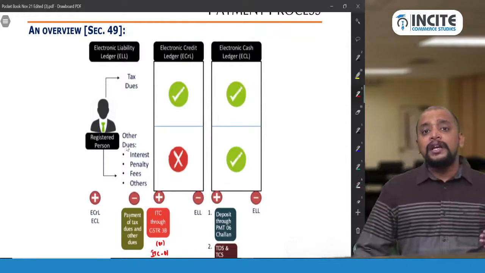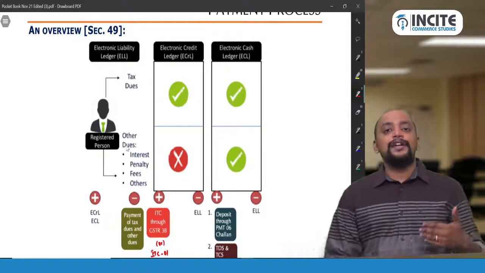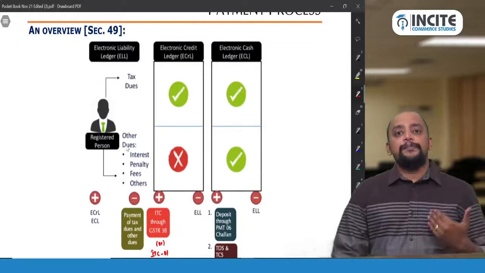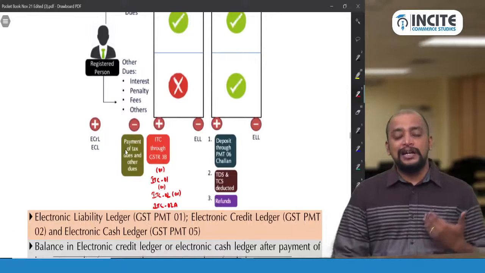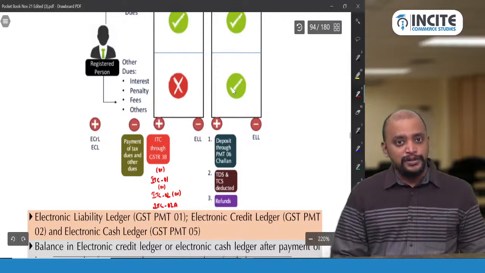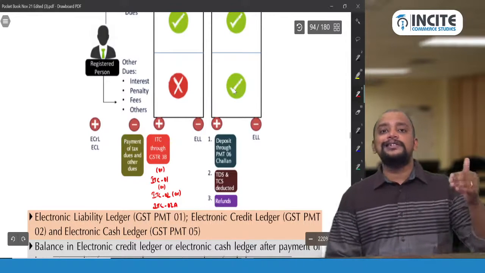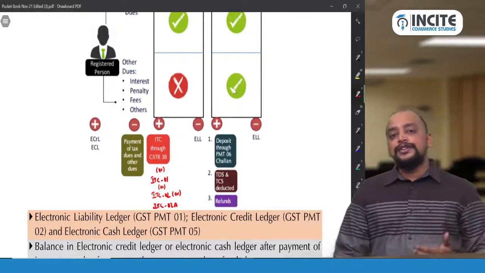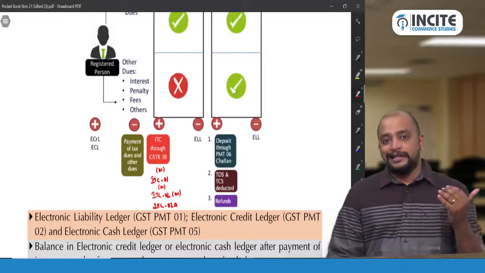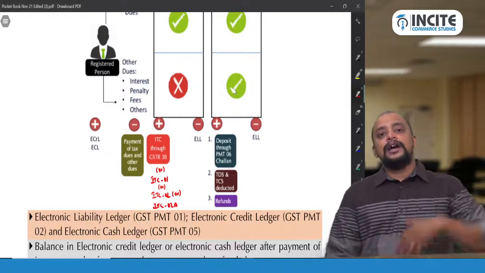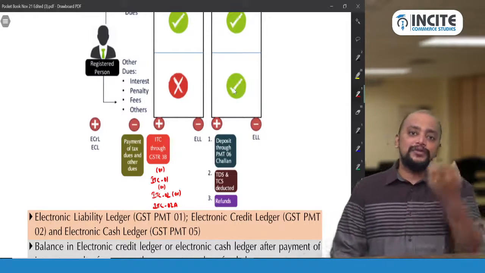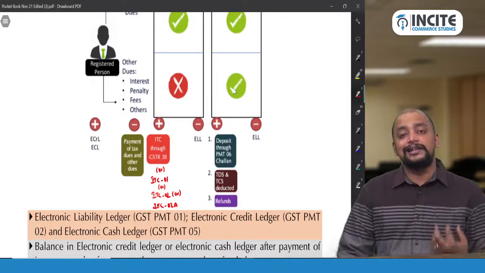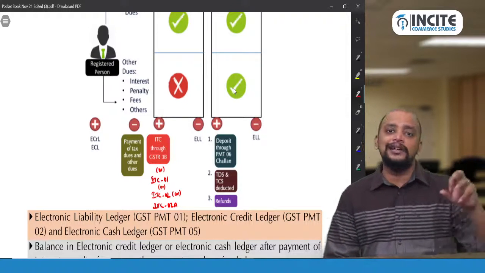And how will money come into the electronic cash ledger? Whenever you make a deposit, there is a payment challan, through which you make a deposit, and then the money will come into the electronic cash ledger. Or TDS, TCS, which is deducted and remitted by the other person under GST. Suppose an e-commerce operator deducts TCS and remits it to the government on behalf of our GSTIN, we will be able to take that as credit in our cash ledger, not in the credit ledger.